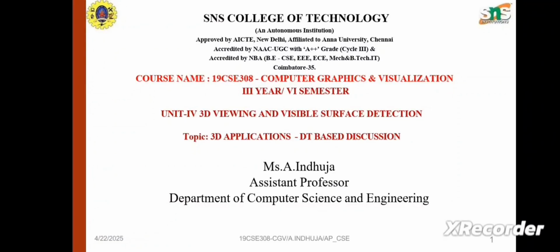Today we are going to see a topic on computer graphics and visualization. The topic is 3D applications, and we are going to discuss it in a design thinking manner. So let's move on to the topic. Hi all, today we are going to discuss 3D applications, how they process their input, how they interact with the user, and the viewing pipeline, through the design thinking framework.